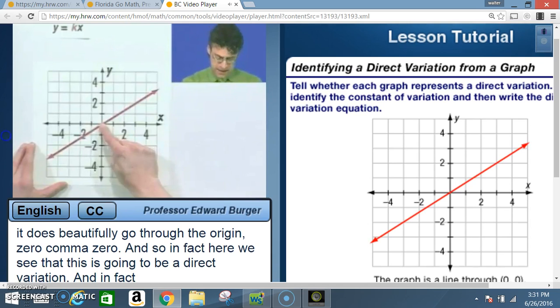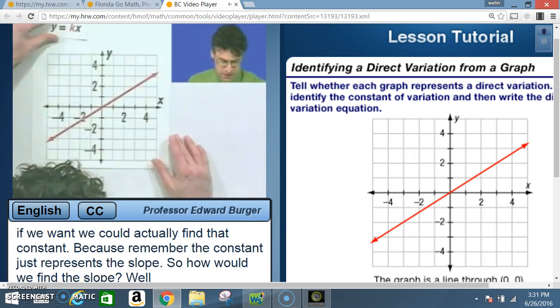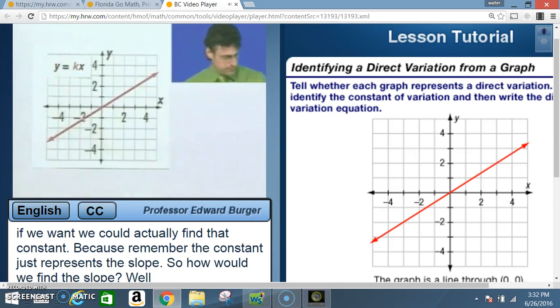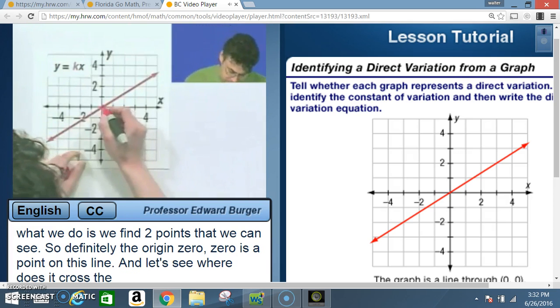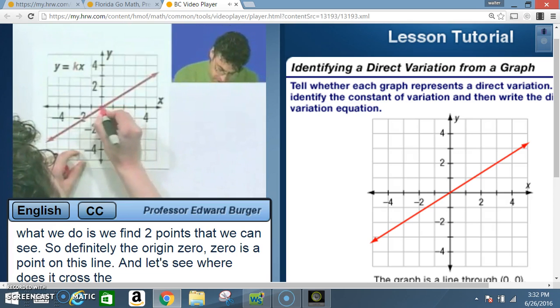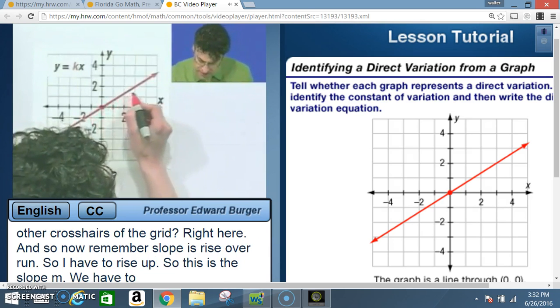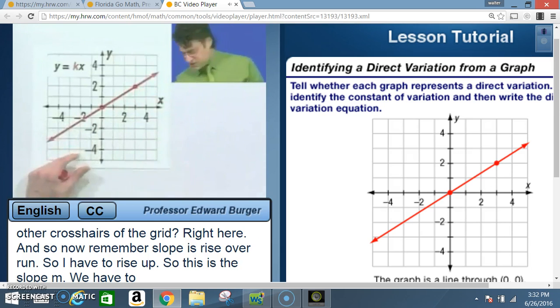And so, in fact, here we see that this is going to be a direct variation. And if we want, we could actually find that constant, because remember, the constant just represents the slope. So how would we find the slope? Well, what we do is we find 2 points that we can see. So definitely the origin, 0, 0, is a point on this line. And where does it cross the other crosshairs of the grid? Right here.